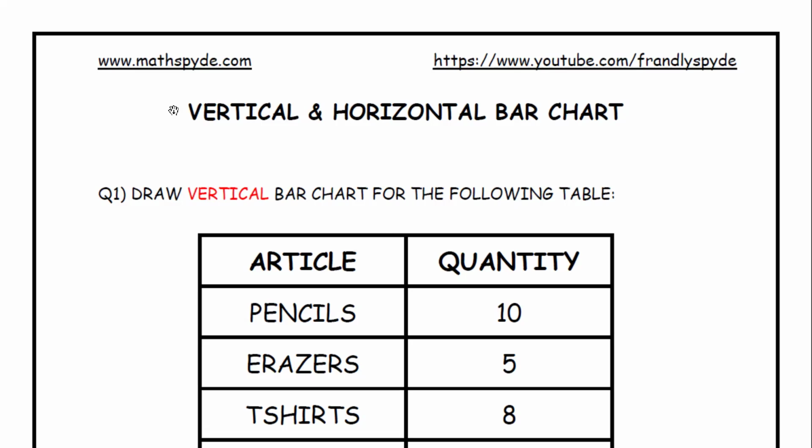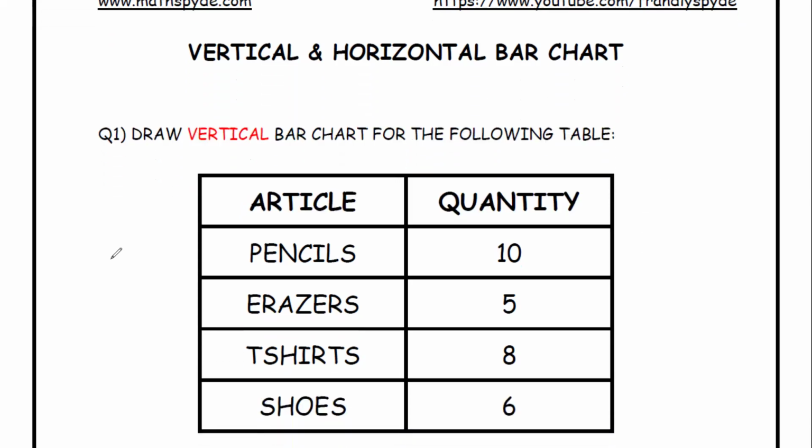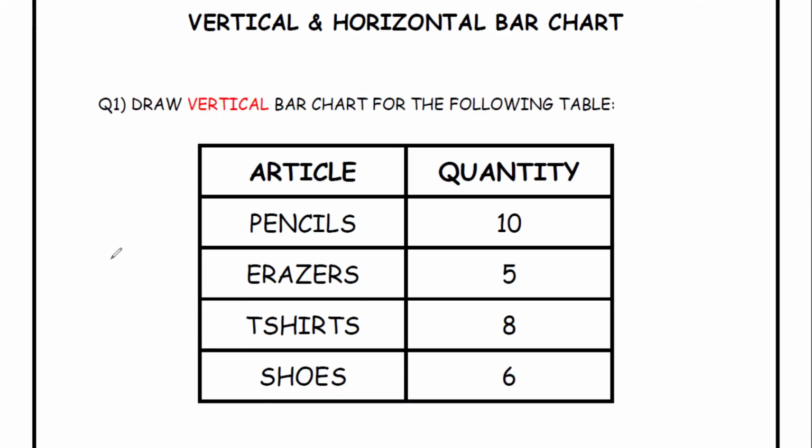Hi. This is the first worksheet out of the five worksheets of data charts. This is a very simple worksheet in which we'll use Google Sheets to plot the vertical bar chart. You can do it without that as well. So, draw a vertical bar chart for the following table.